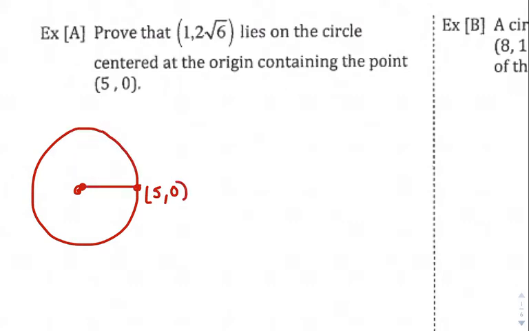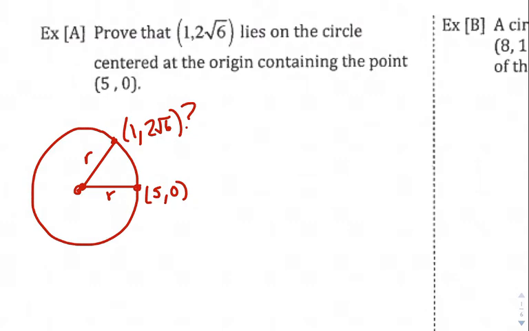So I'm going to do Pythagorean theorem to figure out what the radius is. Then we're going to see if this point 2 radical 6 lies on that same circle, and if it does, then that means this line right here would have the same radius as my original line. So in order to prove a point lies on a circle, we have to see if that point has the same radius as the circle.